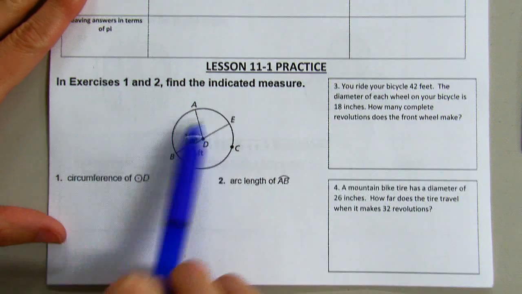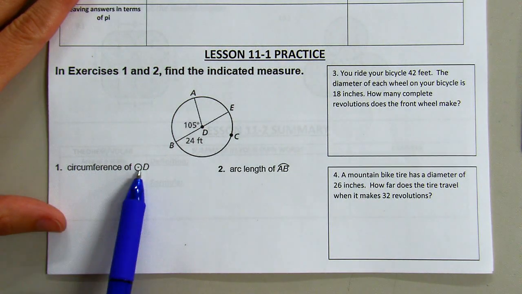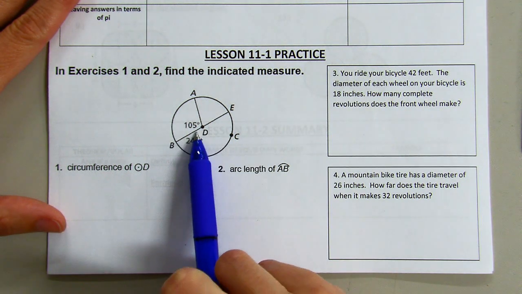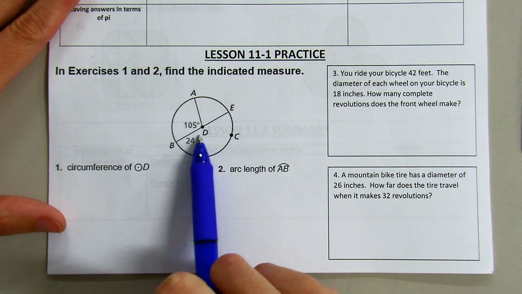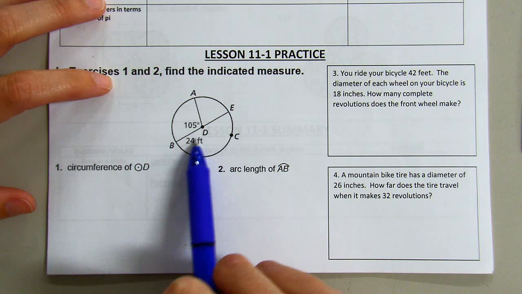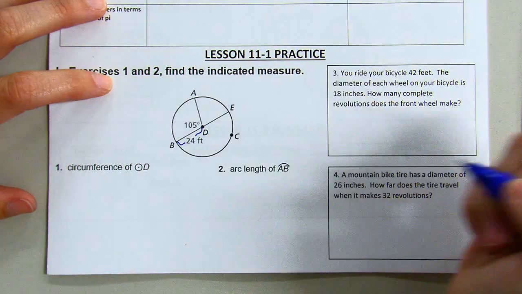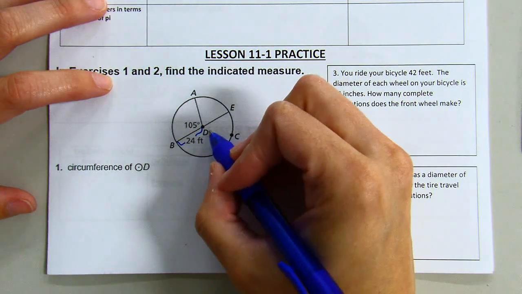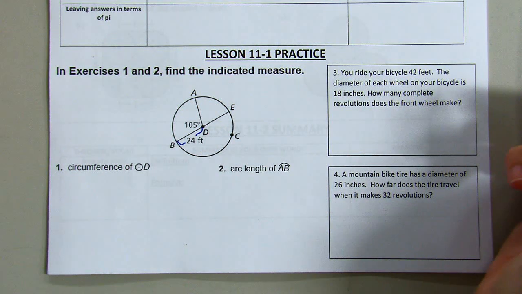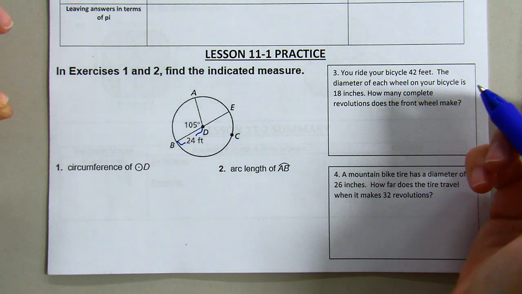Okay, in exercises 1 and 2, it says find the indicated measure. It says the circumference of circle D. So in this diagram, this is marked as 24 feet. The 24 feet, since it's over to the side like this, is indicating that it is from B to D. If the 24 was more in the middle, it would be the whole diameter. And that would be clear on your test or on the EOC. It would be more clear as to what that represents.